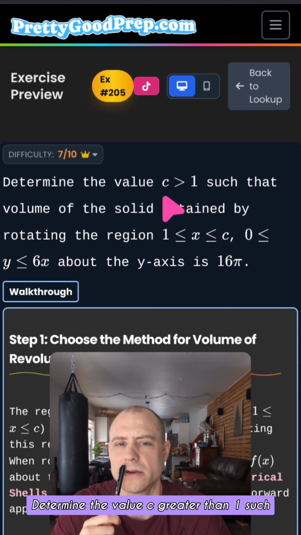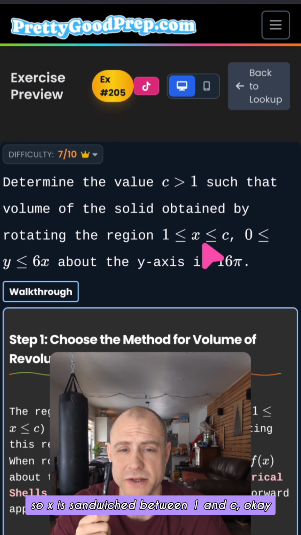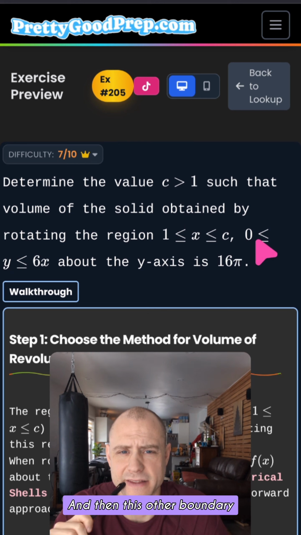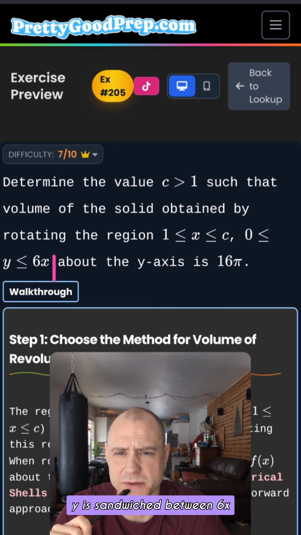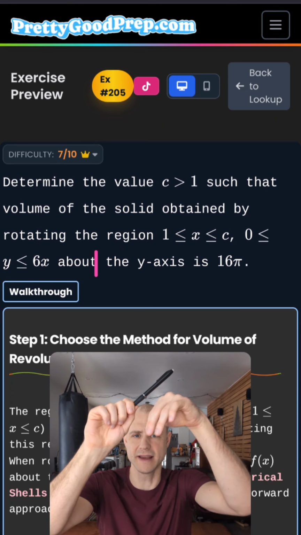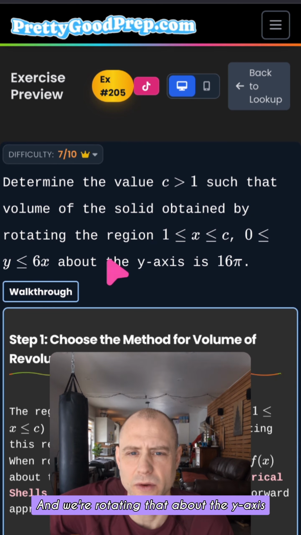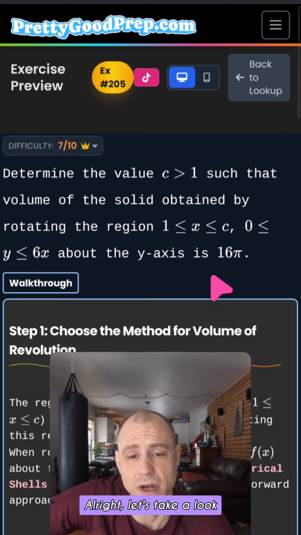Determine the value C greater than 1 such that the volume of the solid obtained by rotating this region. So x is sandwiched between 1 and C. Okay, that's on the x-axis. And then for this other boundary, y is sandwiched between 6x, so that's the line 6x. So y is beneath that and greater than 0. So here's the x-axis, it's between here. And we're rotating that about the y-axis, and the volume is 16 pi. All right, let's take a look.